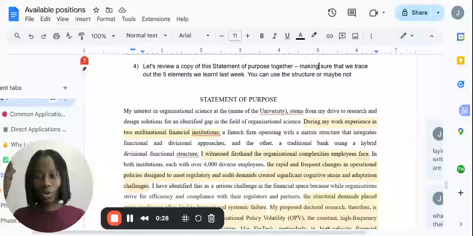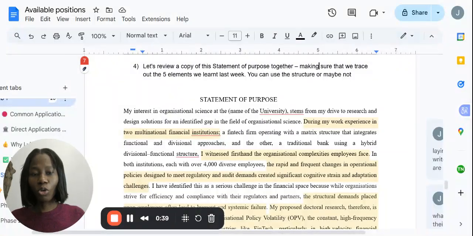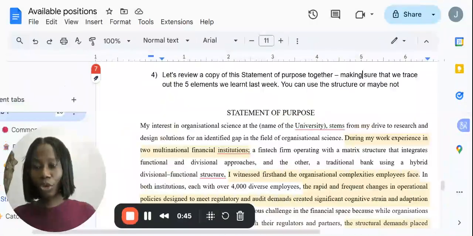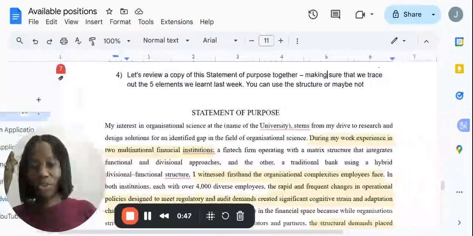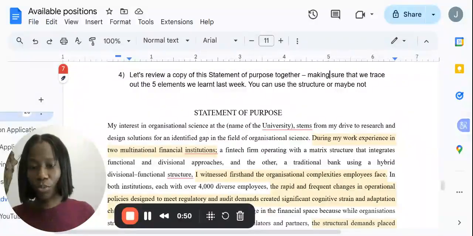And of course, if you feel like you do not want to follow this pattern, it's still fine. I also want you to know that the five elements I mentioned last week do not necessarily need to be in chronological order. They could actually be mentioned anywhere in the statement of purpose.